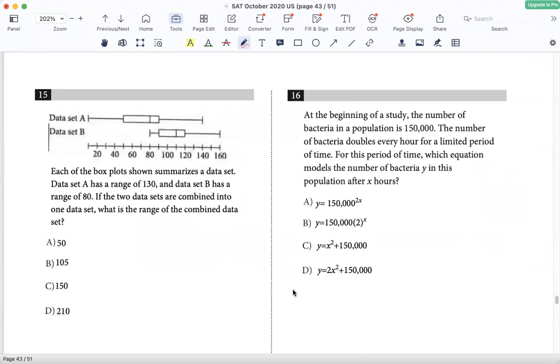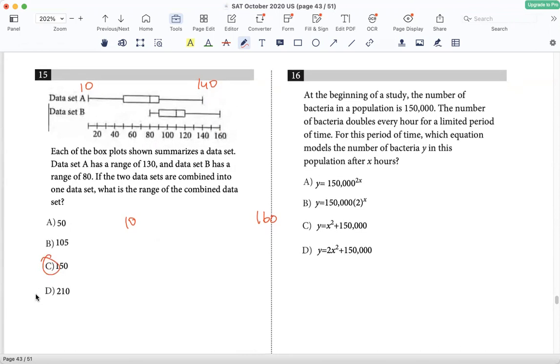Each of the box plots shown summarizes the data set. Data set A has a range of 130, from 10 to 140. This is 10 and this is 140. So the range is 130. And data set B has a range of 80, from 80 to 160. If the two data sets are combined into one, what is the range of the combined data set? Okay, so for the combined data set, the lowest value will be 10 and the highest value will be 160. So the range would be 150. C.